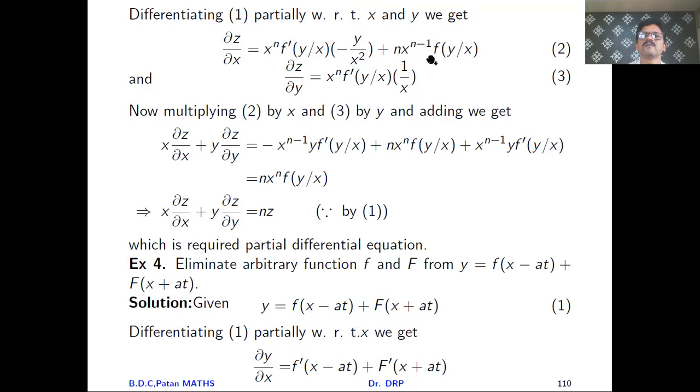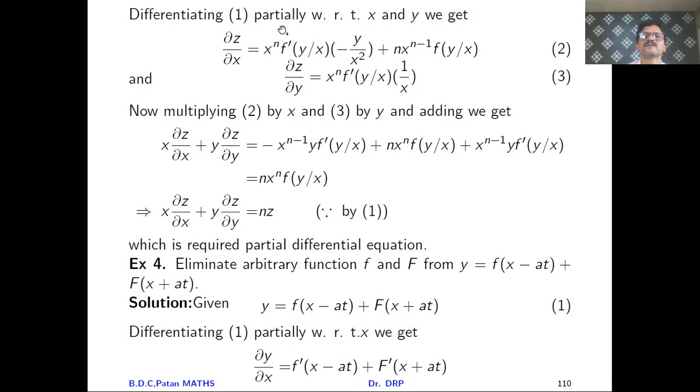What is the second term? The function f of y upon x remains as it is, that is, the second function as it is, into the derivative of the first function, x raised to n, with respect to x. You will get n x raised to n minus 1.